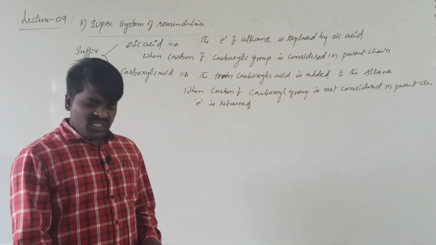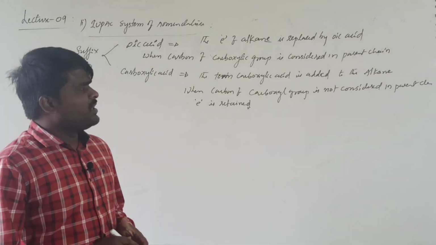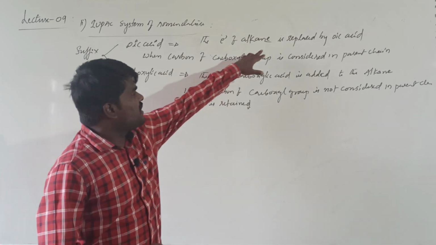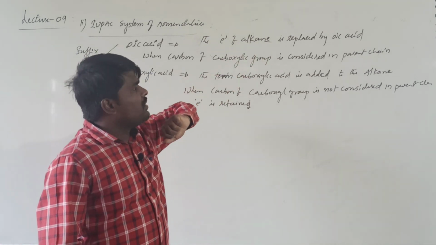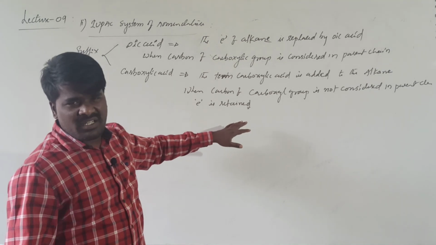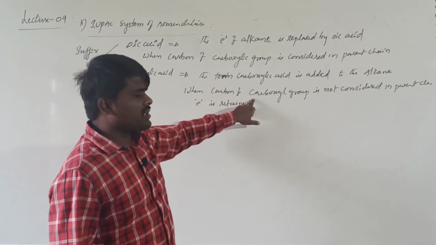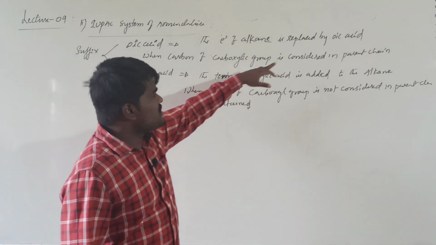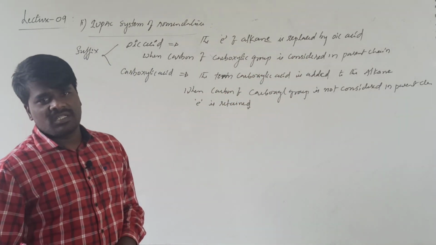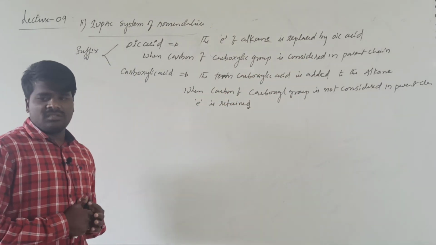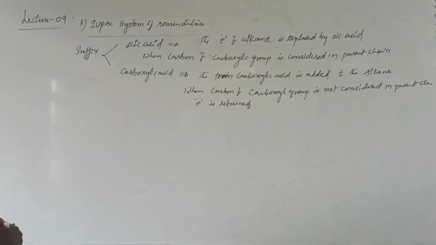Generally the E will be replaced if any vowel comes after the E. If any consonant comes after the E, it should be retained. Since C is a consonant, we will retain the E. Since O is a vowel sound, we will omit the E. This is an important note to be made, right? We will see the examples for this, okay. We will get to understand by this.